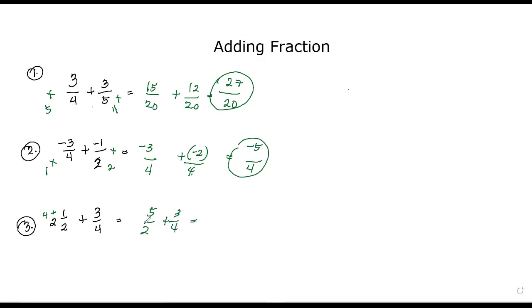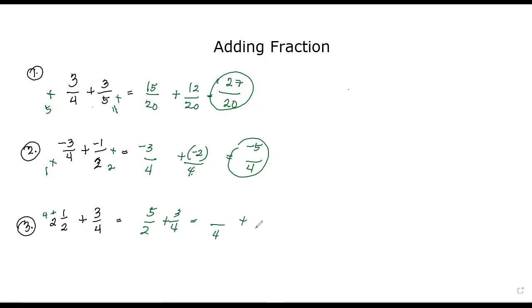Okay, so we have different denominators. We need to make them similar fractions. We need to make them similar to each other. So again, we have 2 and 4 as our denominators. The least common denominator, or the LCD, of these two denominators is 4. I'm so sorry.